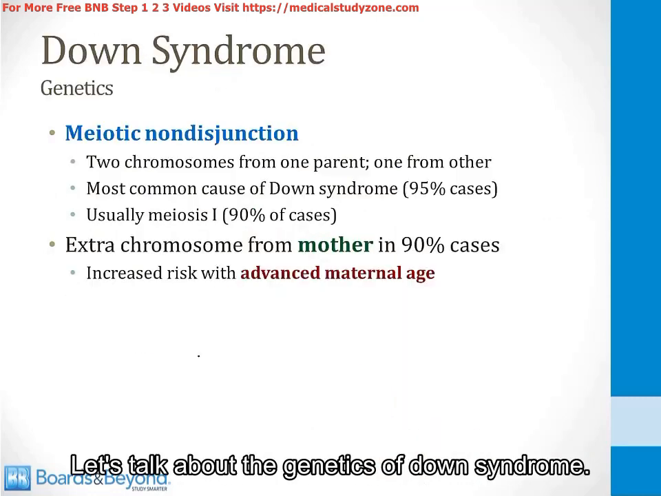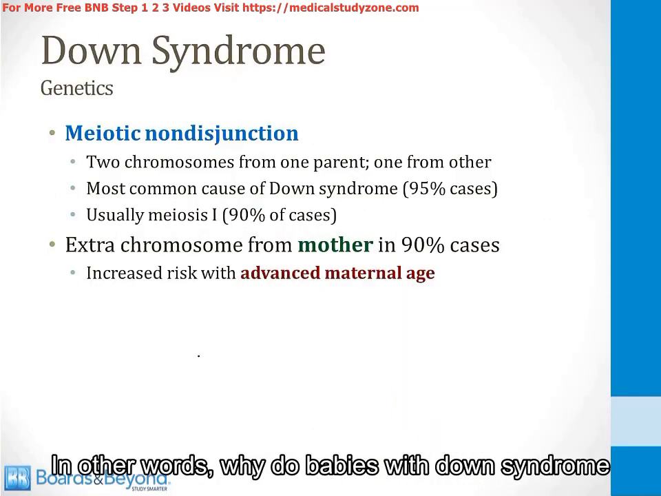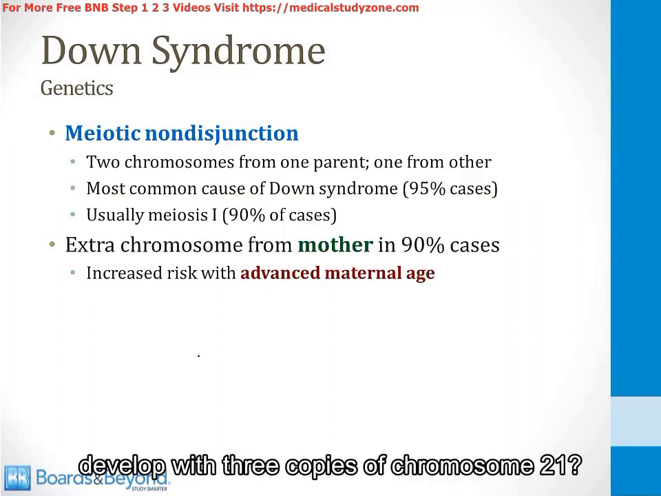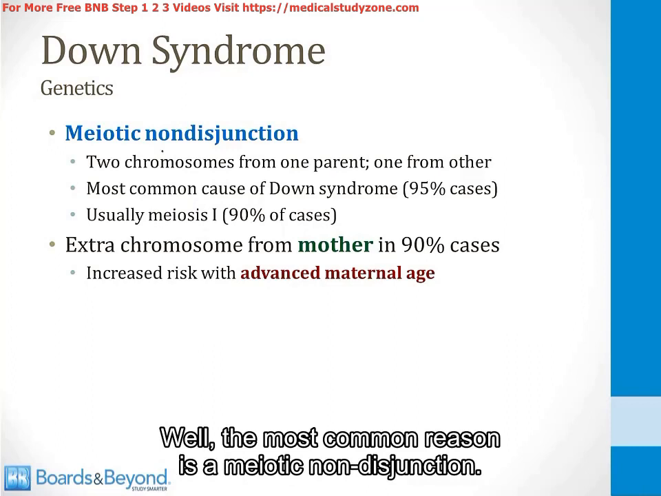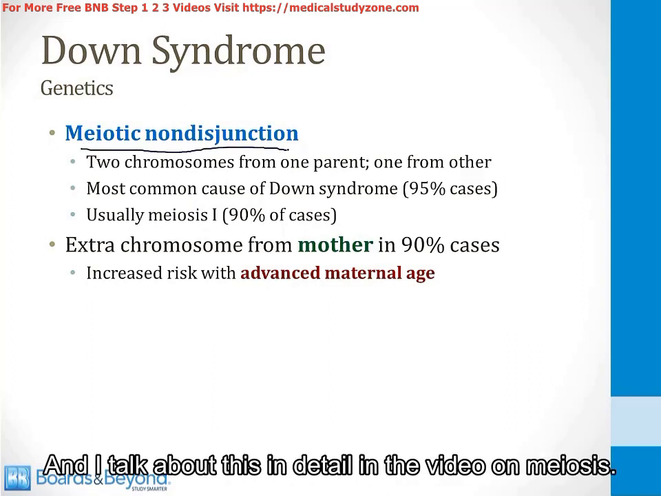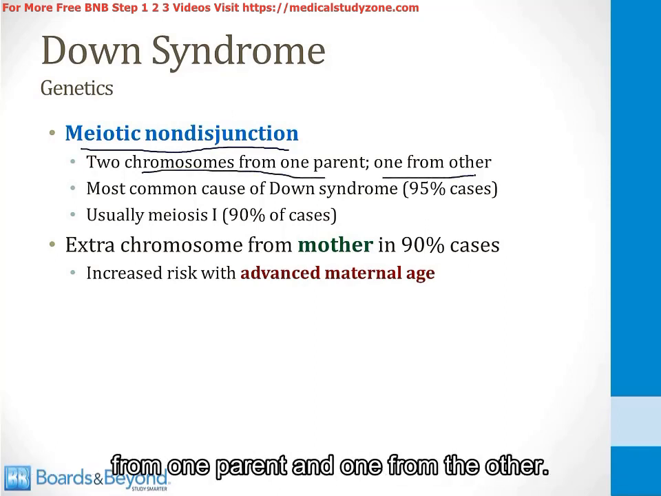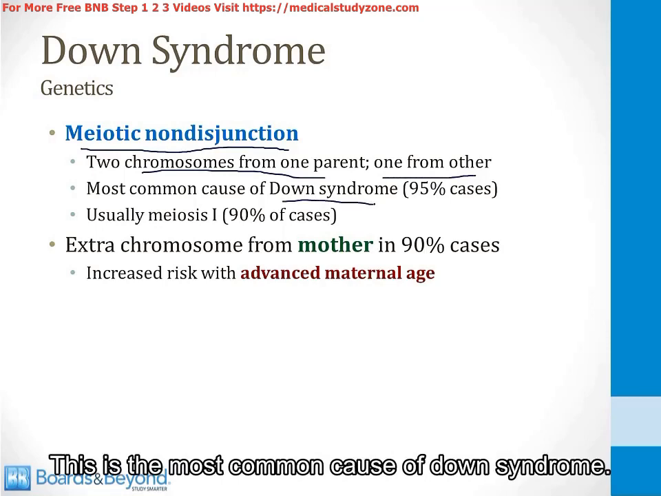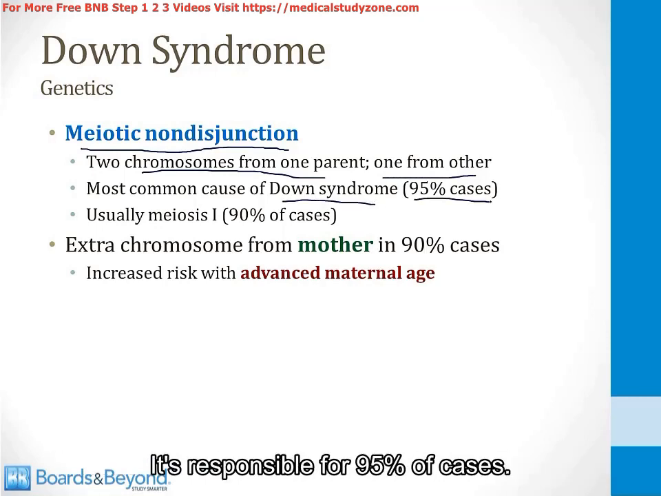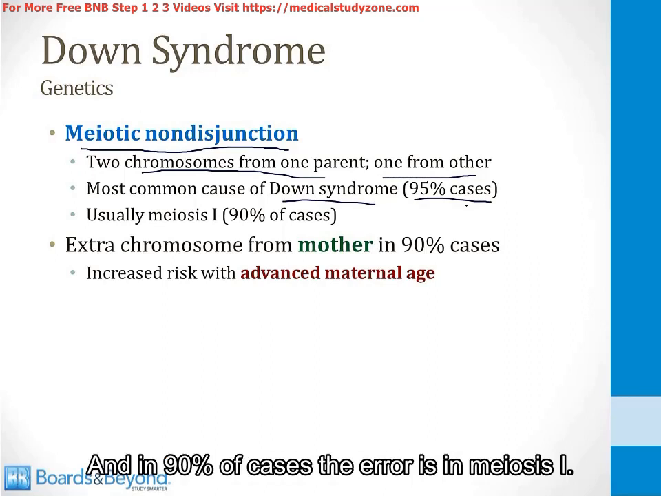Let's talk about the genetics of Down syndrome. In other words, why do babies with Down syndrome develop with 3 copies of chromosome 21? Well, the most common reason is a meiotic non-disjunction, and I talk about this in detail in the video on meiosis. When this happens, the baby receives 2 chromosomes from one parent and 1 from the other. This is the most common cause of Down syndrome. It's responsible for 95% of cases, and in 90% of cases, the error is in meiosis 1.